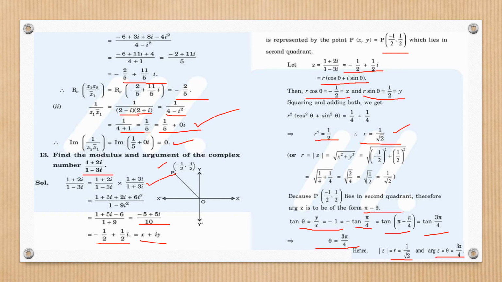And if you need to write in polar form also, you can express it as z is equal to r cos theta plus iota sin theta. So put the value of r as 1 by root 2 and this theta as 3 pi by 4, it will be converted to polar form.